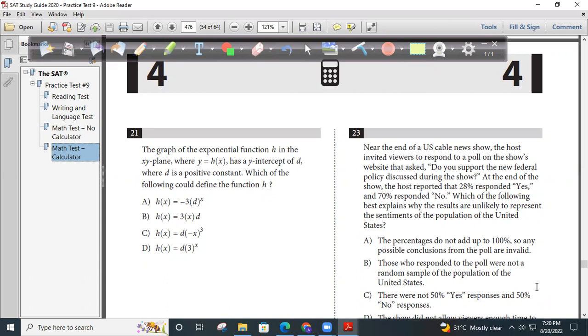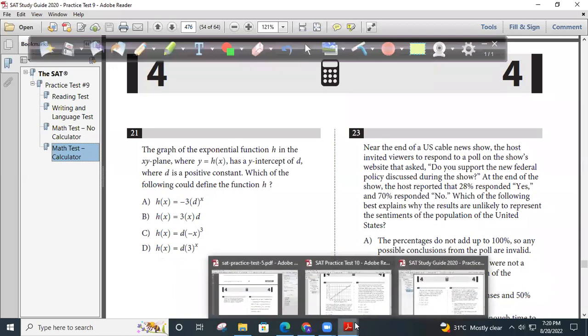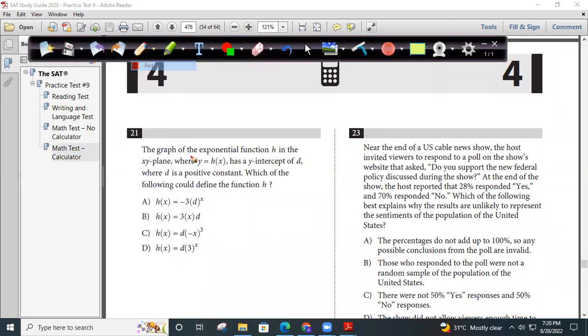Question number 21. Write the information they have given and use only plugging in. You will definitely get the answer in seconds. Generally, y is also called h of x, f of x, g of x. Y is the output. It is also written as f of x or g of x or h of x. They all mean the same.